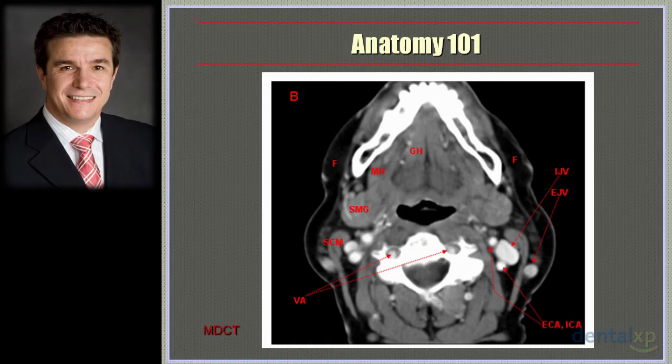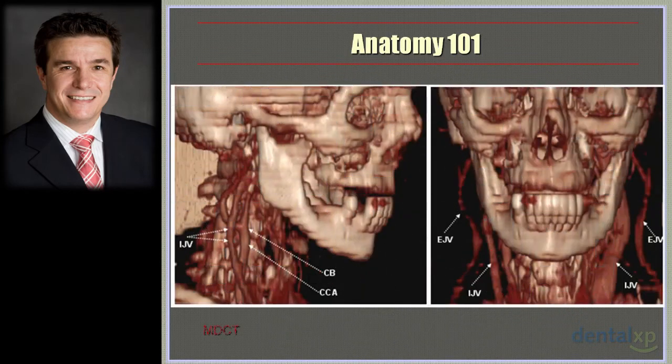We have other blood vessels clearly identified here, which is the external jugular vein laterally to the sternocleidomastoid muscle, and of course the vertebral arteries in the vertebral canals of the cervical vertebral bodies, along with the other structures that we were able to identify earlier, which were the geniohyoid muscle, the mylohyoid muscle, and the submandibular salivary gland.